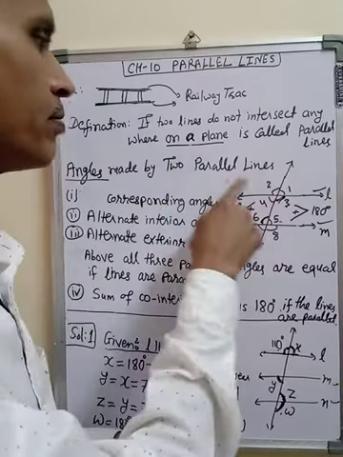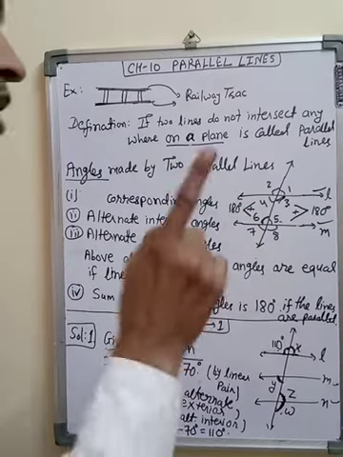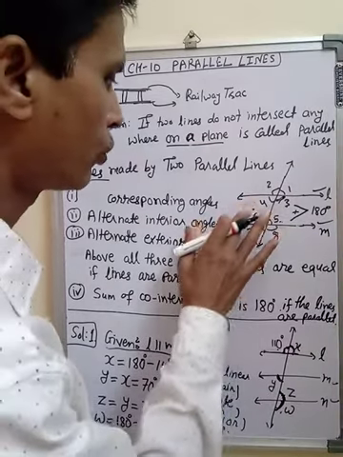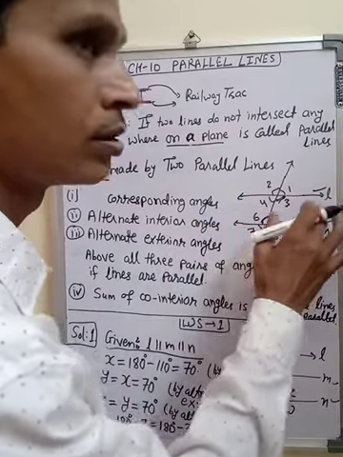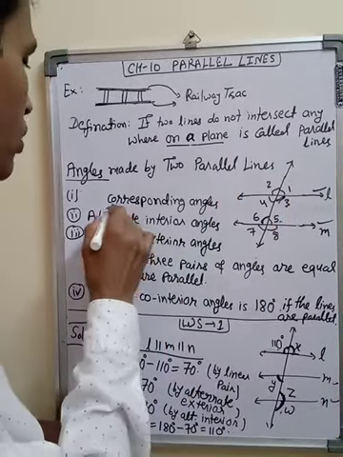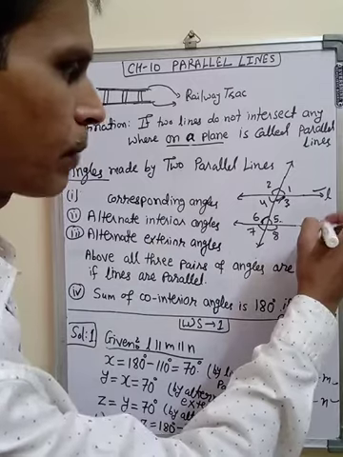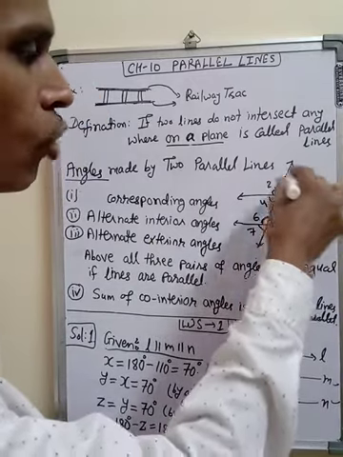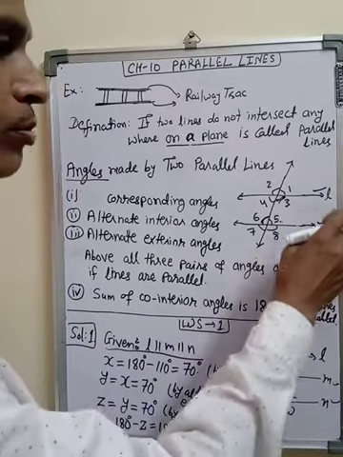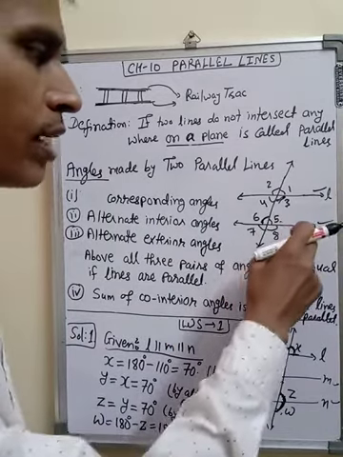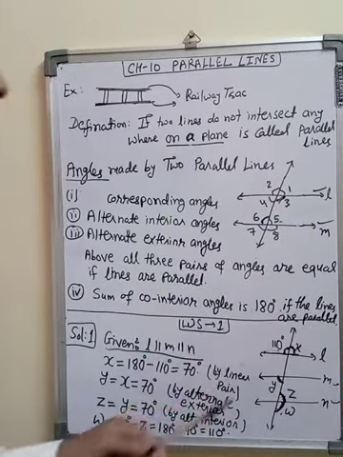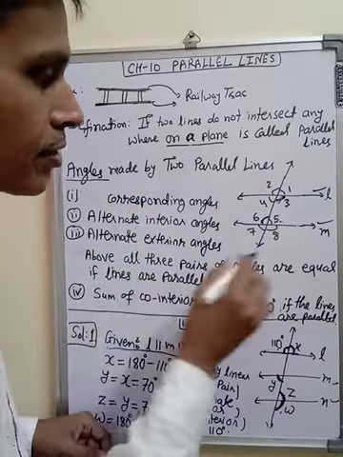Next is the angles made by two parallel lines. I can show you here. There are three pairs. If two lines are cut by a transversal, how many angles are made? A total of 8 angles are made. Now you can see the pairs. What are the pairs? Corresponding angles.